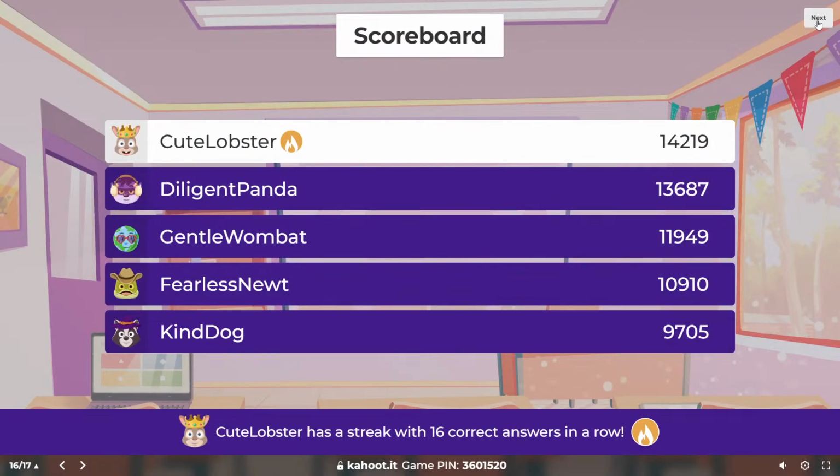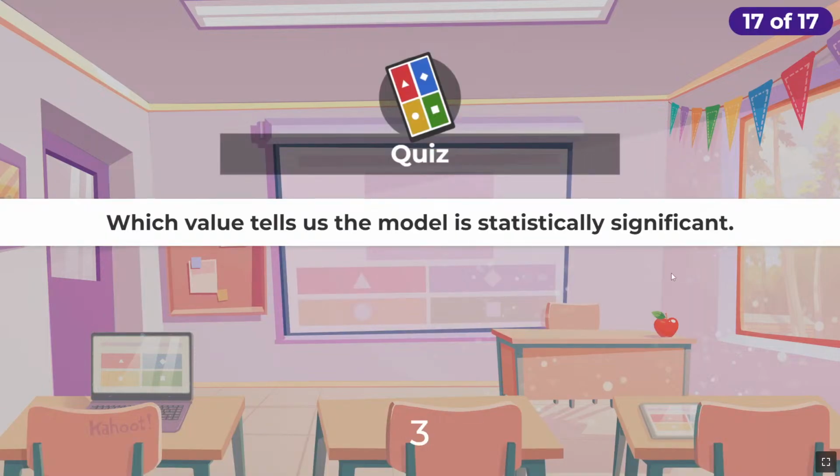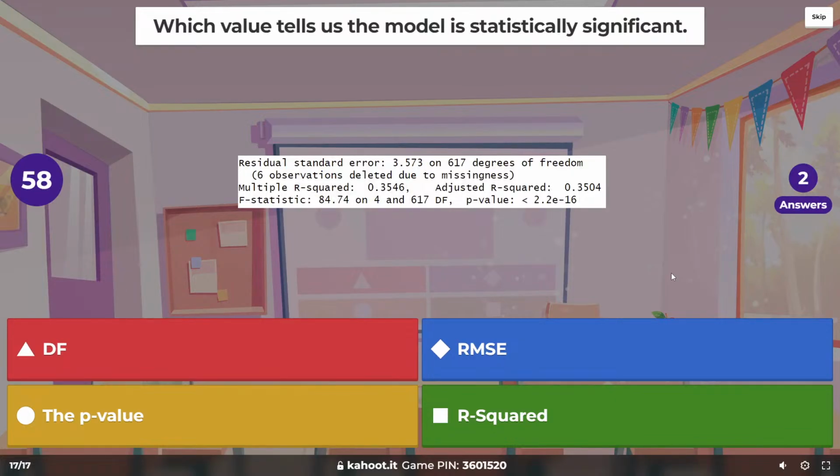Lobster, cute lobster, diligent panda, gentle wombat, fearless nude, and kind dog. Next question. Which value tells us the model is statistically significant? Looping back to where we started. Which value tells us the model is statistically significant?